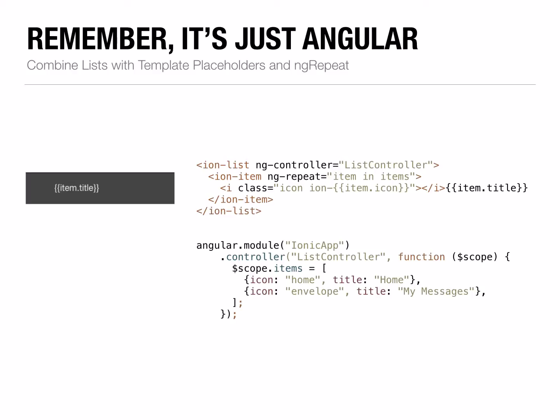Now, remember it's just Angular under the hood, so you'll probably make liberal use of ngRepeat in your lists to define dynamic content. Here's a quick example. Inside of my list controller, I have a set of items I define on the scope. For each one, I have an icon and I have a title. And in my template, I've just defined one list item with an ngRepeat directive and a few placeholders.